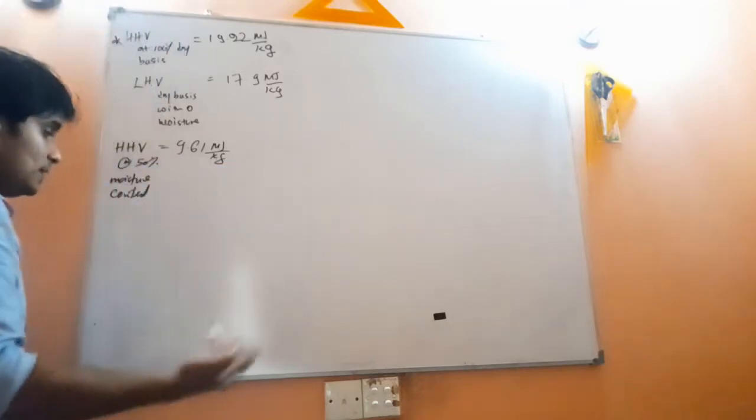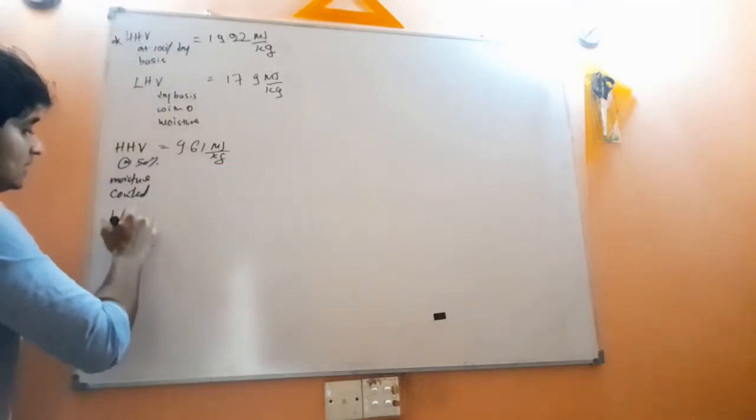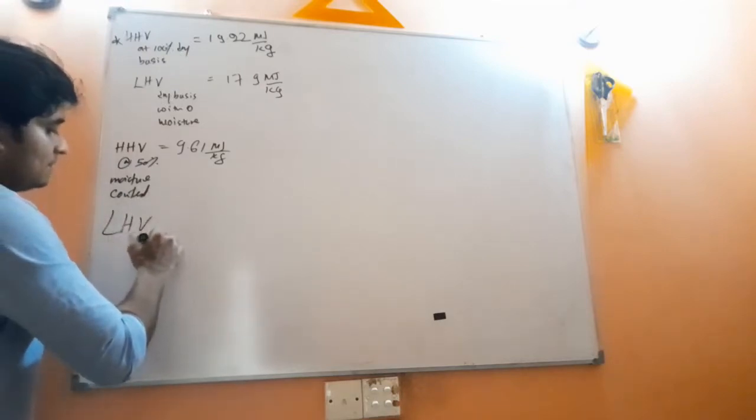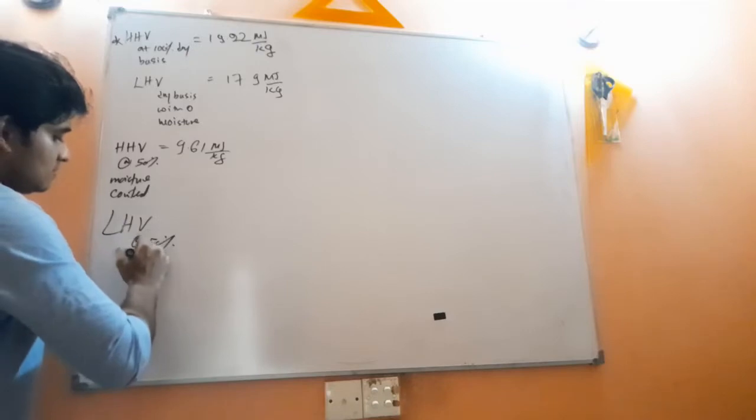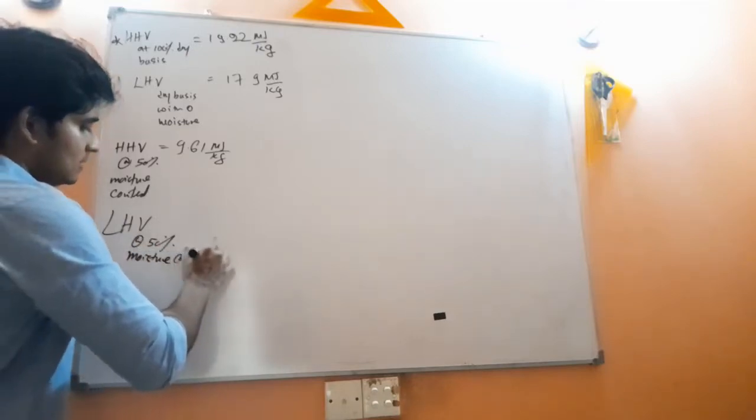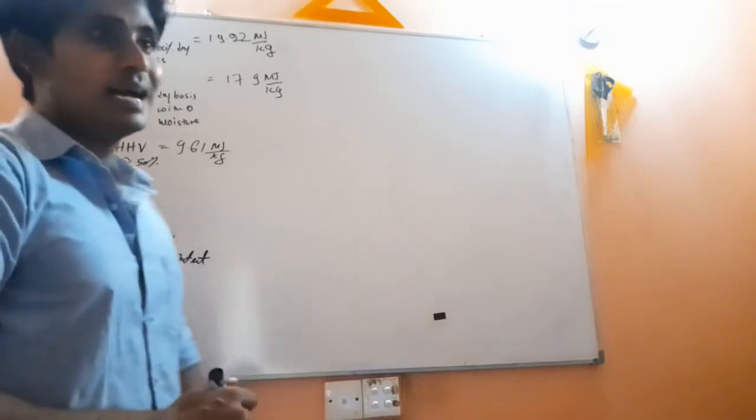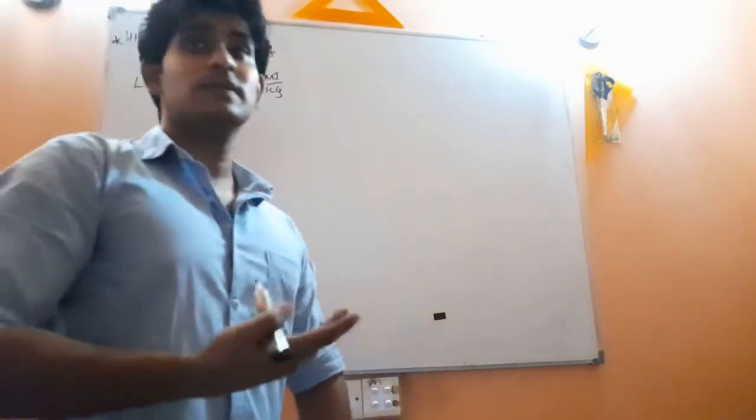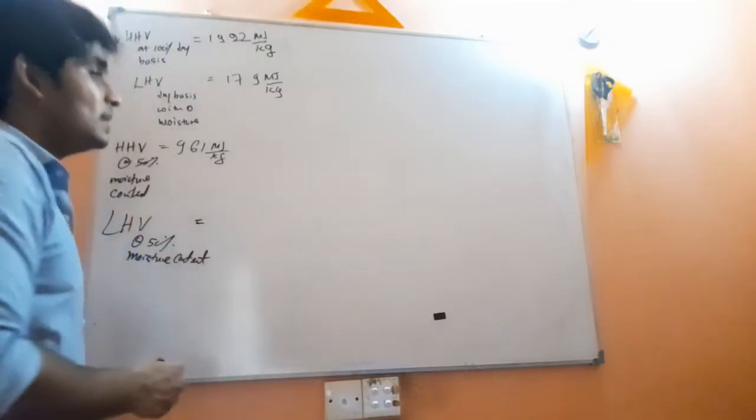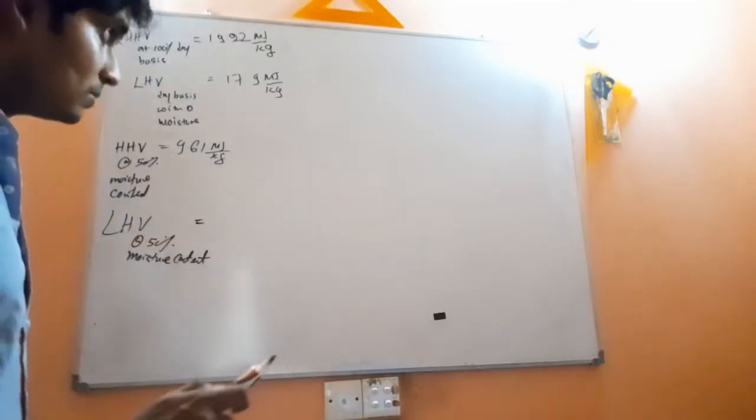Now you need to find, let's write it here, lower heating value at 50% moisture content, right? That is the actual quality of the fuel, right? So let's use the same equation as I told you.